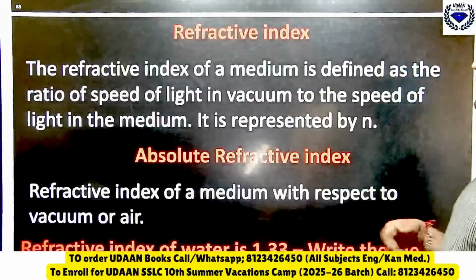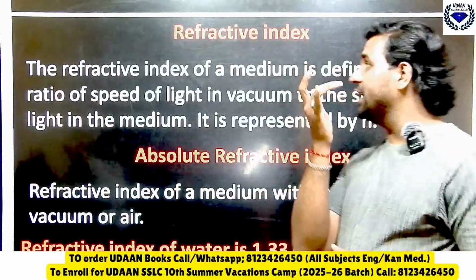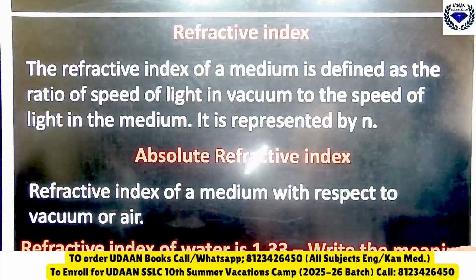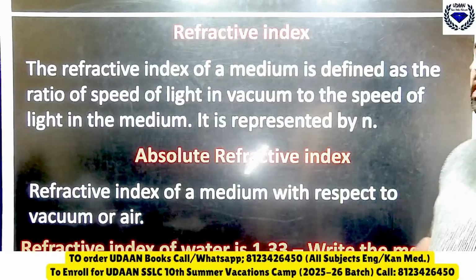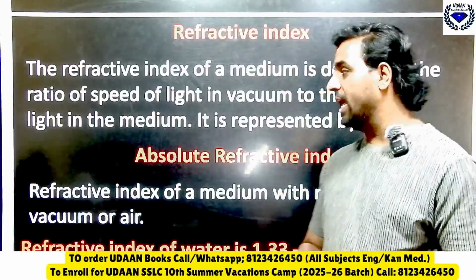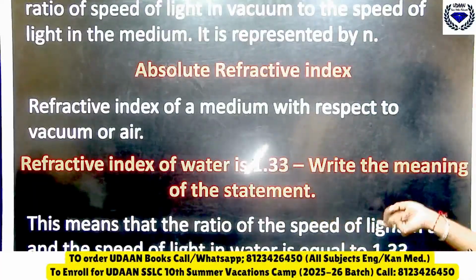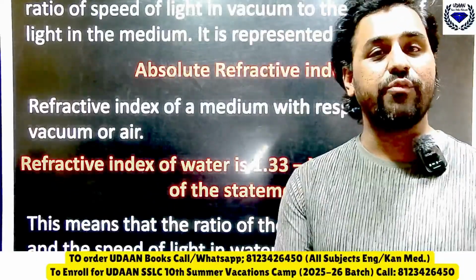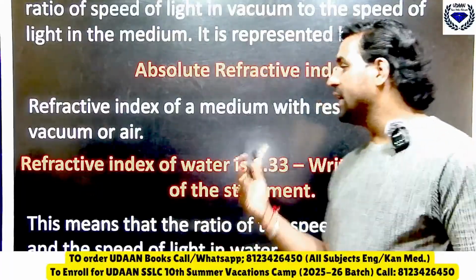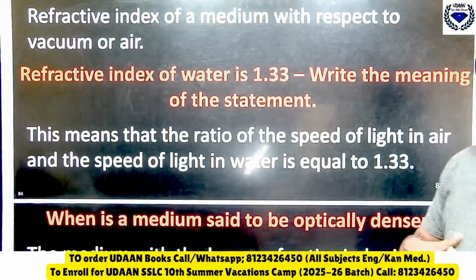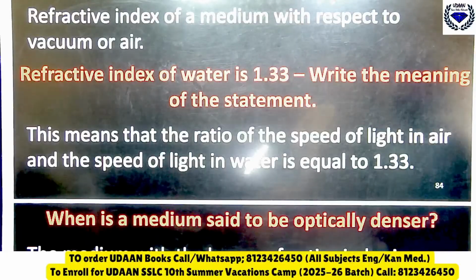Then what is refractive index? The refractive index is very important, and we use the letter n for it. The refractive index of a medium is defined as the ratio of the speed of light in vacuum to the speed of light in the medium, that is n is equal to c by v, we write here. Then what is absolute refractive index? The refractive index of a medium with respect to vacuum or air. If the refractive index is taken with reference to vacuum or air, we call it absolute refractive index. This question was asked previously in your state level preparatory: the refractive index of water is 1.33, write the meaning of the statement.